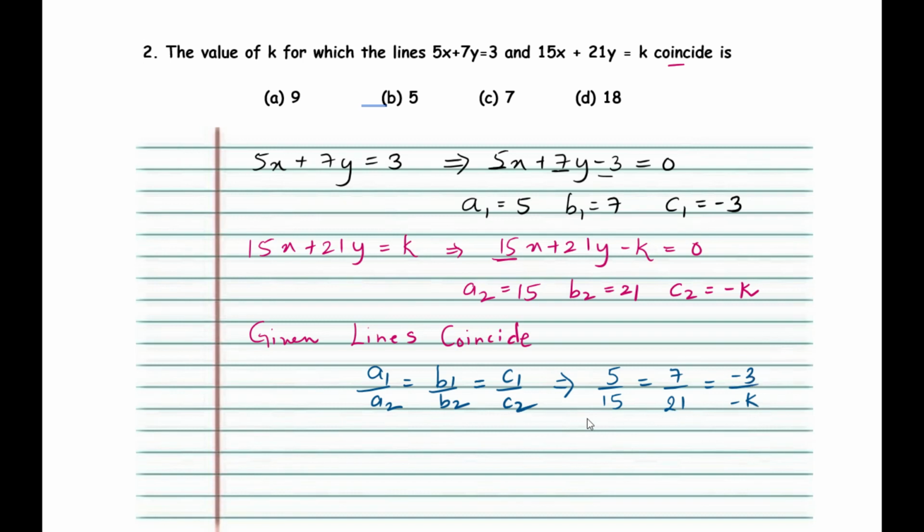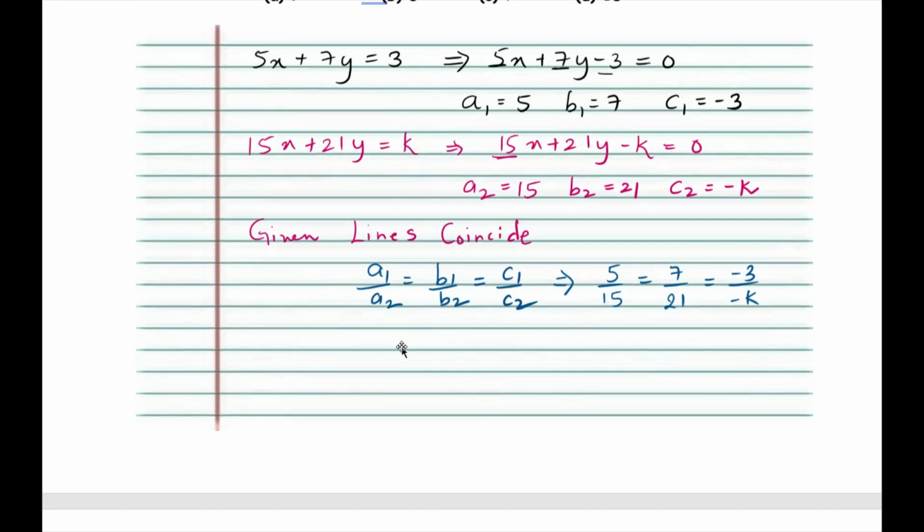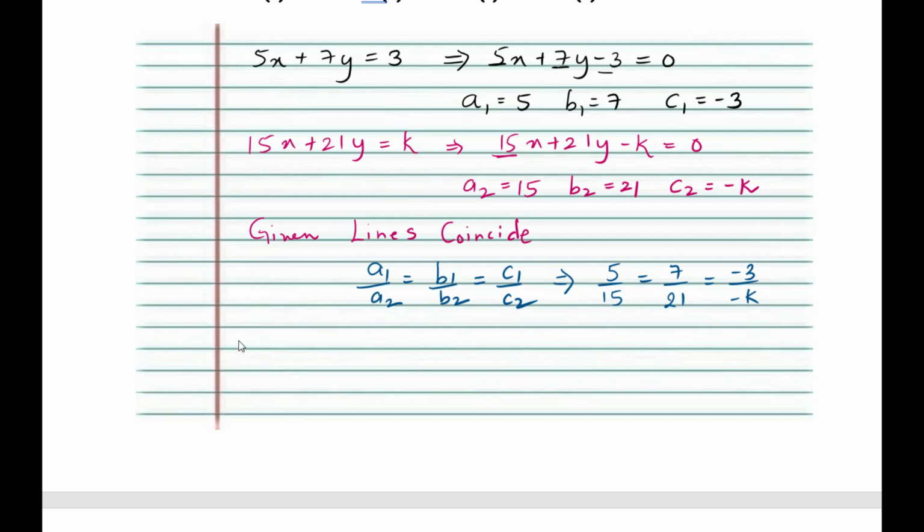Now equate C1 by C2 with any ratio, that is A1 by A2 or B1 by B2. I'll equate these two ratios. That is 7 by 21 equals minus 3 by minus K. Minus and minus will cancel out. 7 times 1 is 7, 7 times 3 is 21. Now cross multiplying, K into 1 is K, which is equal to 3 into 3 is 9.